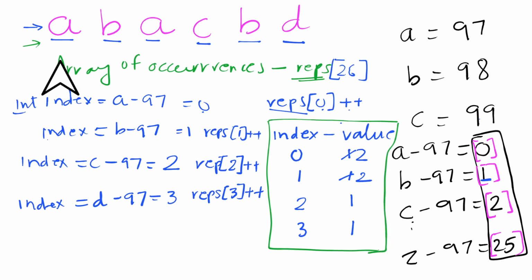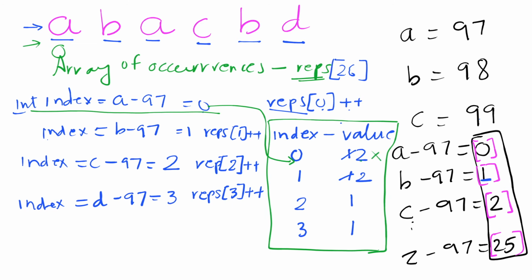So we'll start off with index 0. The character A will have the index 0 using this calculation. We look up the value at index 0 and we find that it is 2. So that means the alphabet A is not unique, and we'll skip that.